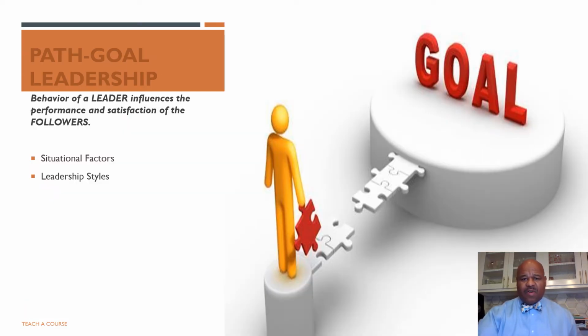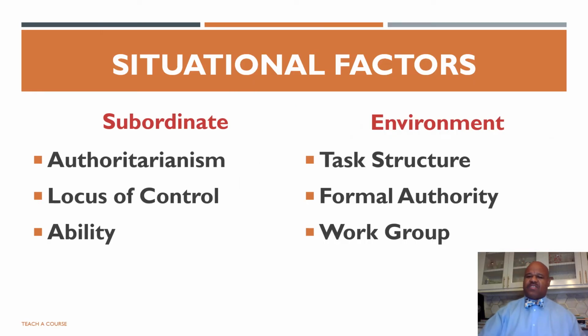Our next theory that we want to look at is called path goal leadership. Path goal leadership is the behavior of the leader, and how it influences the performance and the satisfaction of the followers. Do they perform, and are they satisfied with the performance that they're producing? There are two variables that will impact the path goal, and that is situational factors and leadership styles. So let's look at situational factors first.